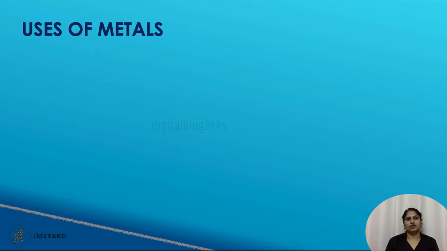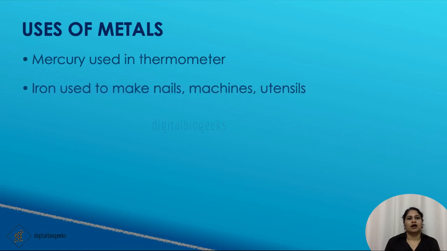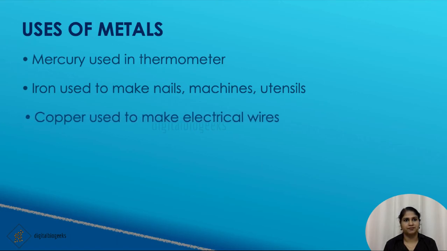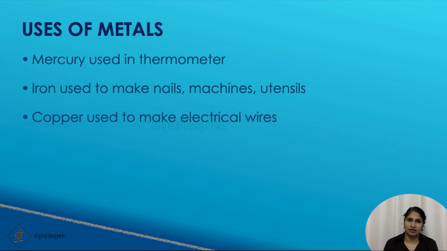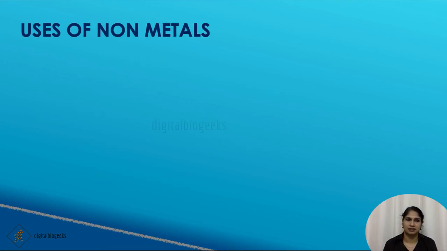Now, let's move on to the uses of metals. Mercury, as you all know, is used in thermometers because mercury is a metal which is liquid at room temperature. Iron is used to make nails, machines, and utensils. Copper is used to make electrical wires. Aluminium is used to make foils and aeroplanes. Zinc is used for galvanizing iron. Why are we galvanizing iron? To prevent rusting. We galvanize it with zinc.